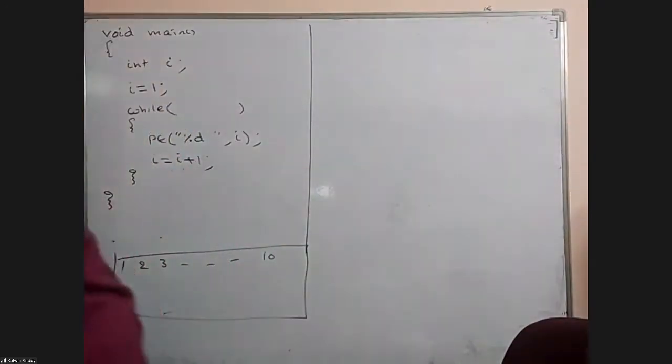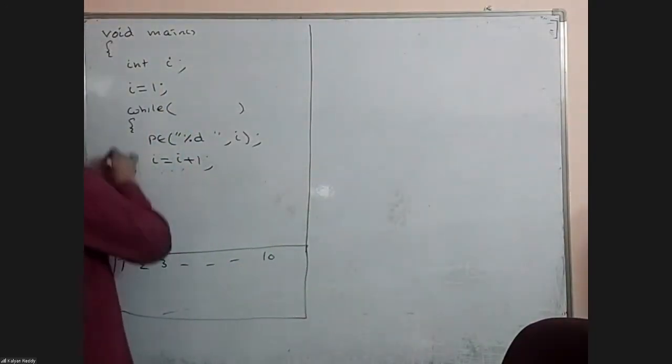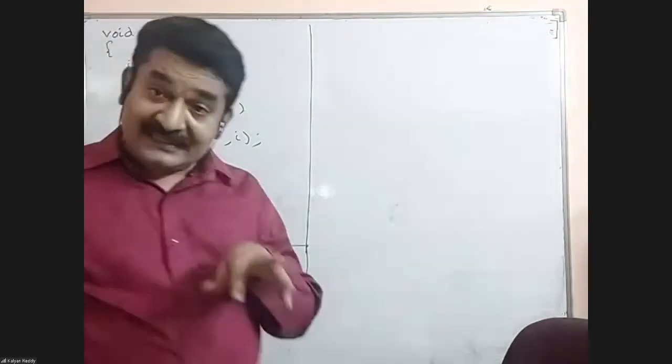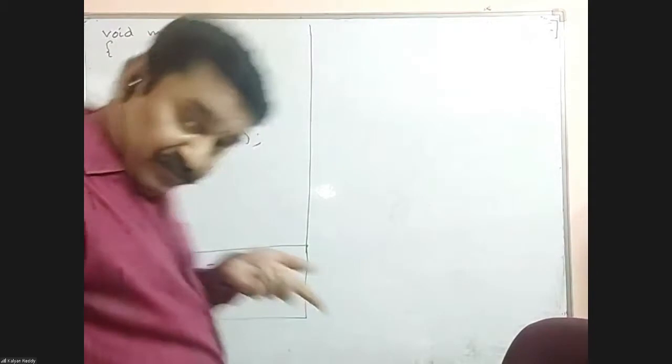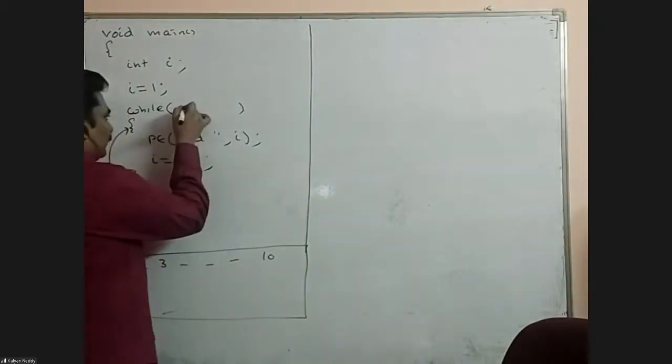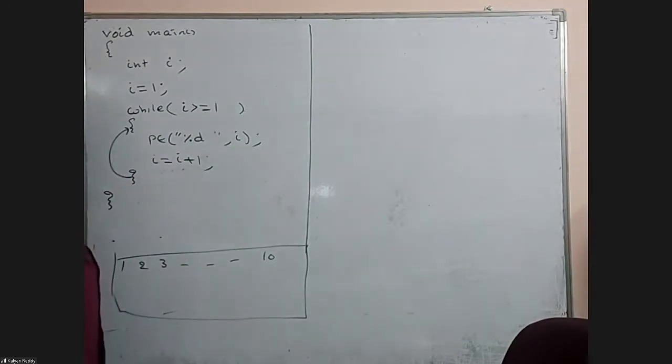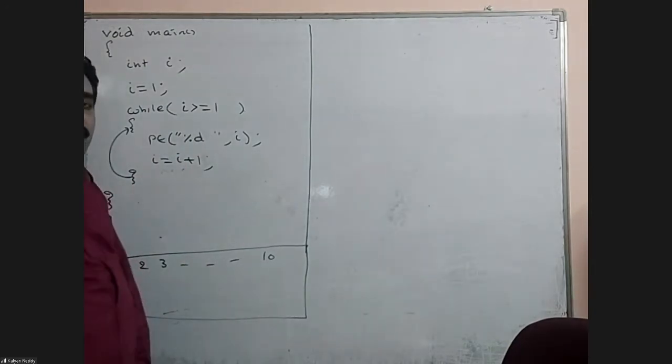According to this requirement, this loop needs to repeat 10 times. Here the variable is increasing, so go for the condition, less than or greater than. Suppose I give it like this: I greater than or equal to 1. Run. Now the output goes on.